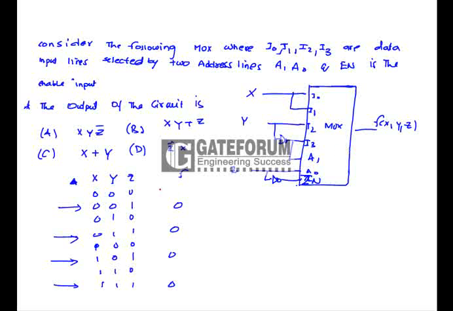Whenever Z equals 0, it's enabled. At that time, this is 0, this is 0, this is 0, this is only the 1. So F equals XY Z bar is its output. That is option A is correct.